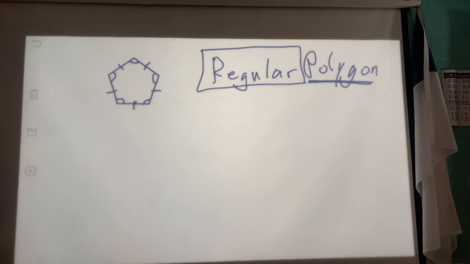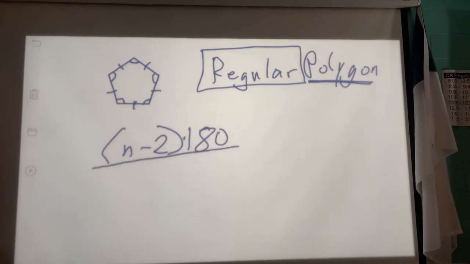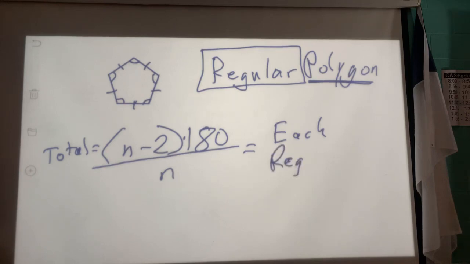So then you go to this formula. So it's still the same type thing, n minus 2 times 180, but now what you can do is divide that final answer you get there. Remember, this is going to be total up here. But if you divide by the number of angles or sides, it's the same thing, then what you're going to do is you're going to get each regular angle. If I could spell, good thing I'm not an English teacher. Each regular angle is going to come out of that.